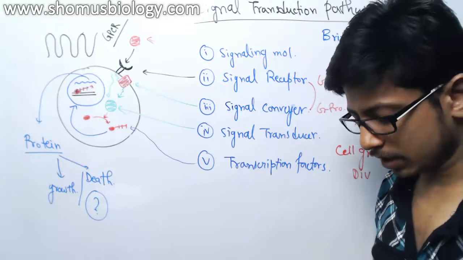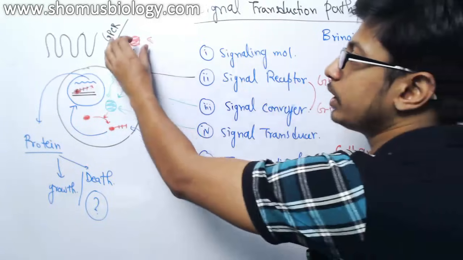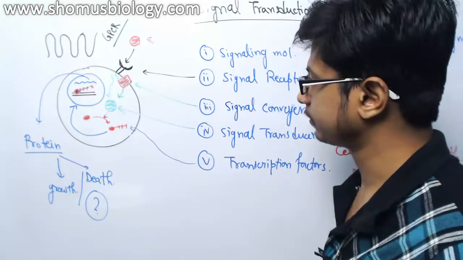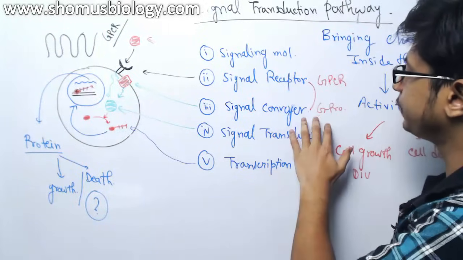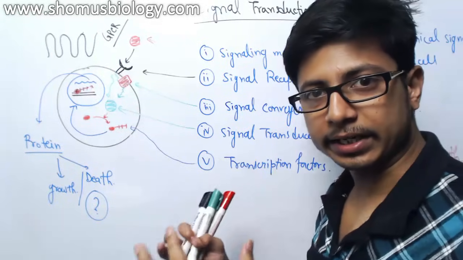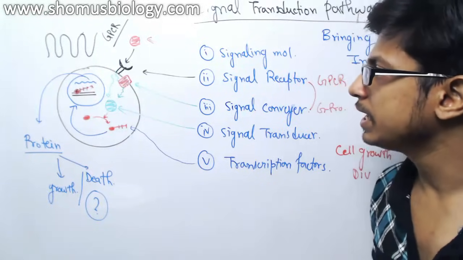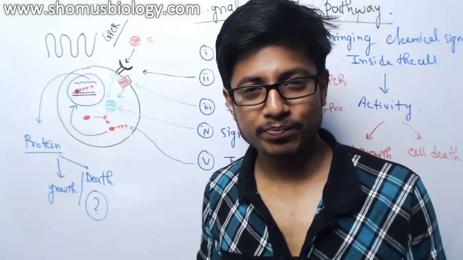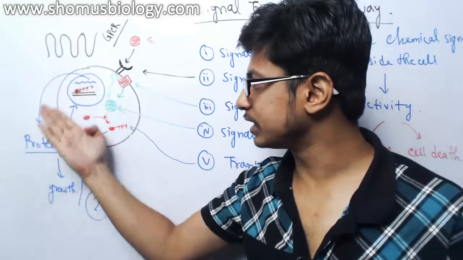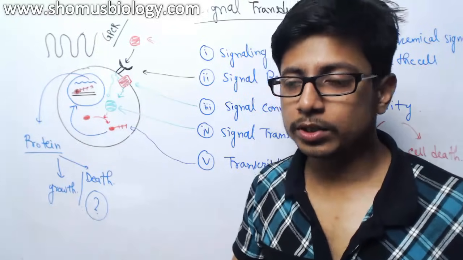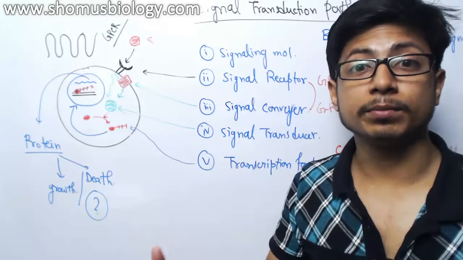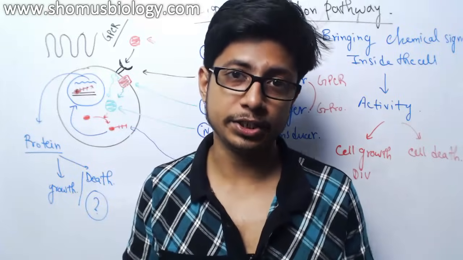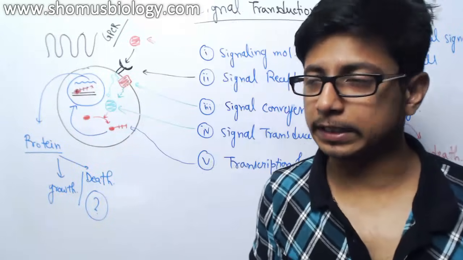This is one example. The signaling molecules that engage in interaction with these types of receptors are also different. For example, in GPCR and G protein related interactions, in those cases mostly we will see the signaling molecules are growth factors. Growth factors ultimately provide the signal to the cell to grow. Examples of growth factors are epidermal growth factor, EGF, and platelet-derived growth factor, PDGF. There are plenty of examples.